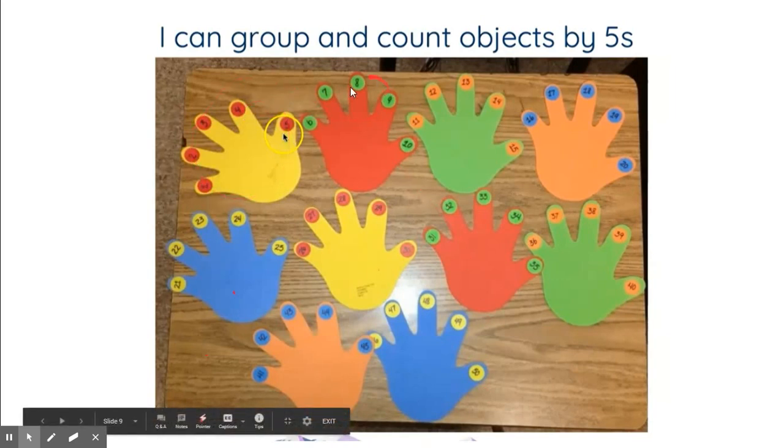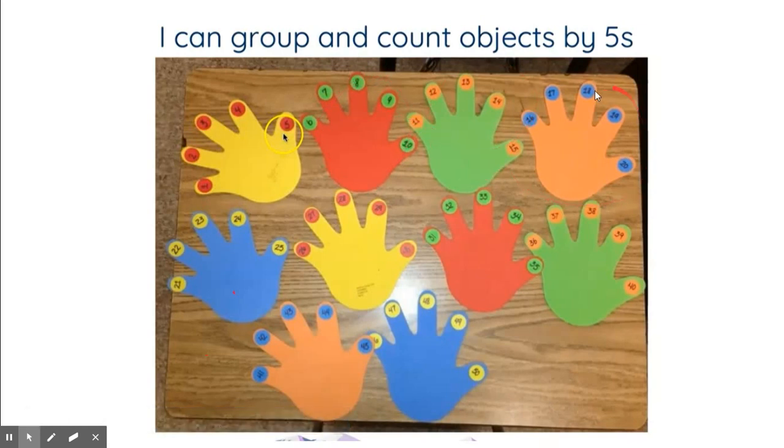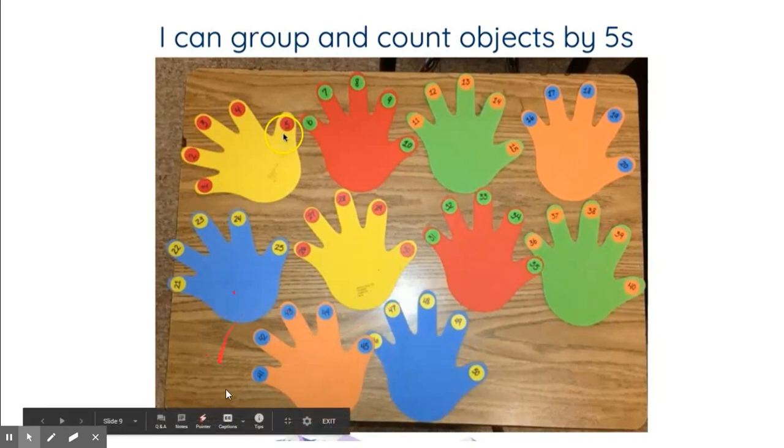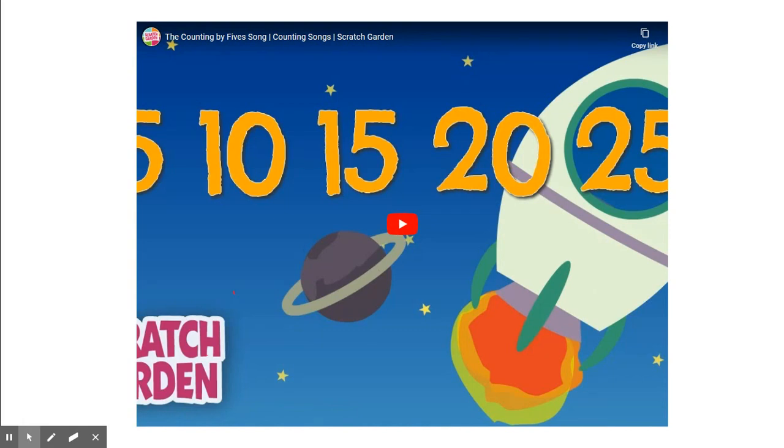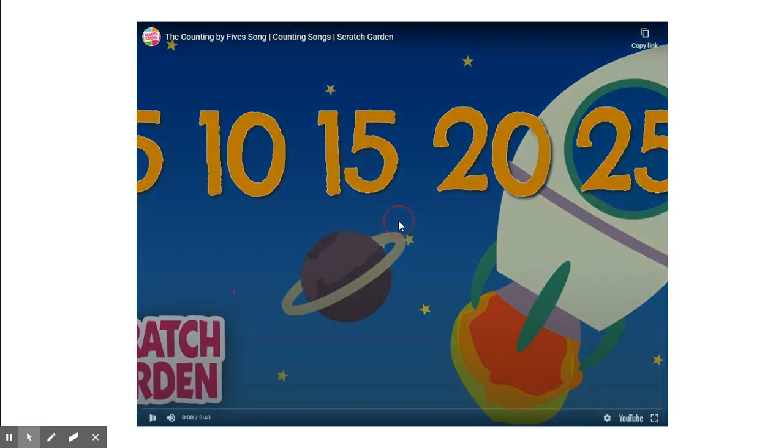5, 10, 15, 20, 25, 30, 35, 40, 45, 50. Good. So we're going to play a little fun song, the counting by five song, just to have a little more fun with this.